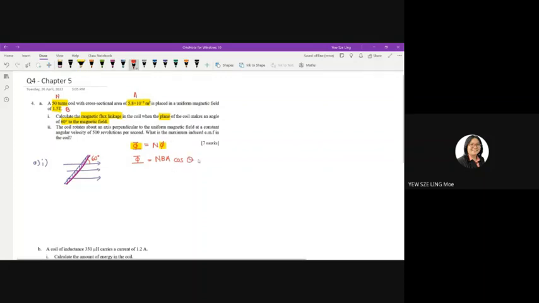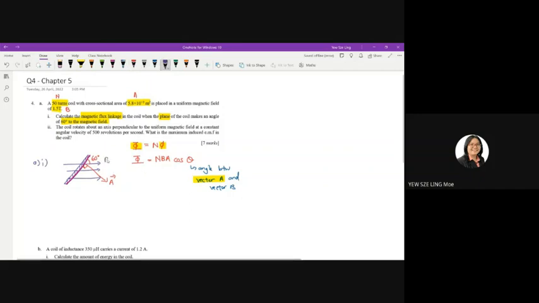So what is this theta? This theta is the angle between vector A and vector B. So what does it mean by vector A? Vector A is the vector that is perpendicular to the surface area, to the cross-sectional area. So in this case, this would be my vector A, and it is perpendicular to the plane.